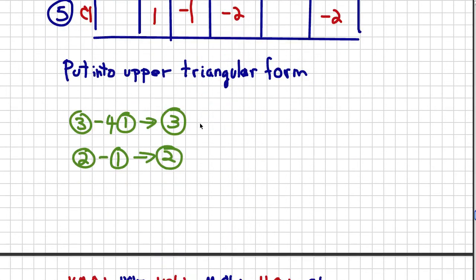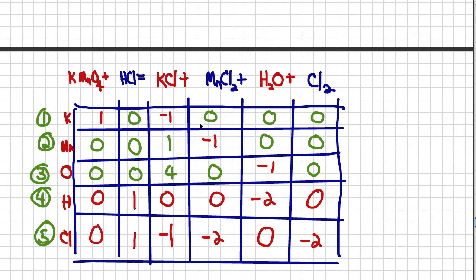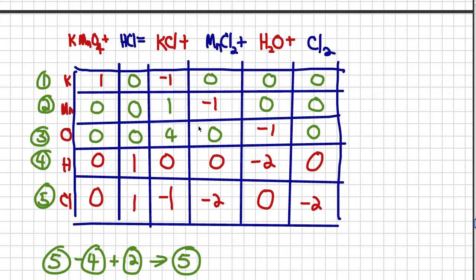I do those two operations, and I end up with this as my new matrix: 1, 0, negative 1, 0, 0, 0. I put zeros in all those empty places, and this is after I've performed those row operations on row 2 and row 3.